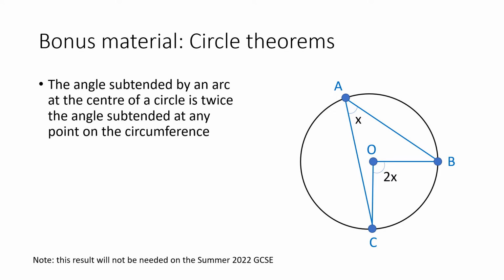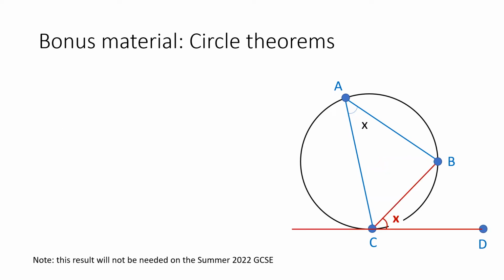So this one is that if you've got a circle, the angle at the center is double that of a point at the circumference, and that's true for any point at the circumference. So all points on the circumference subtend the same angle, and it also gives you the result about the angle in a semicircle being a right angle.